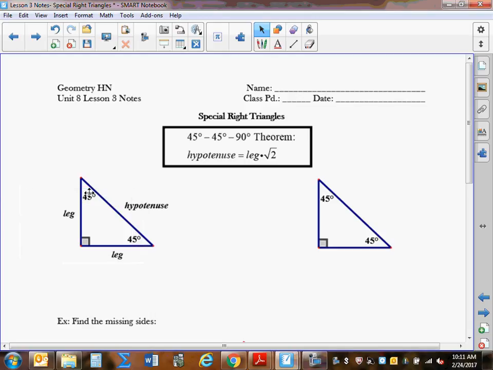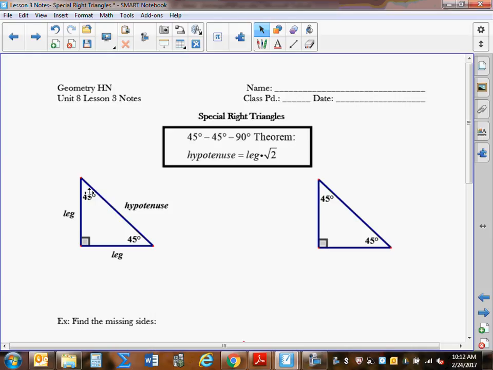Today we're learning about two specific types of right triangles. We call these special right triangles, and you will use this year, next year, and the year after that. So special right triangles, we have two different kinds. Our first one is what we call the 45-45-90 triangle.